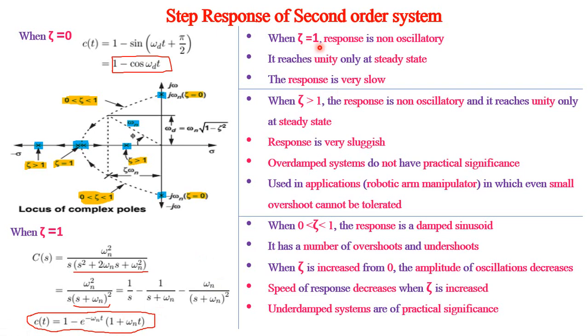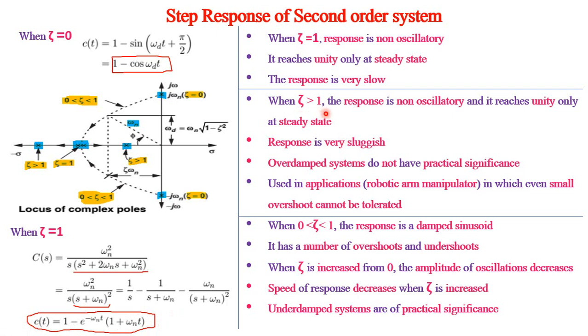When the damping ratio is 1, the response is non-oscillatory, but it reaches unity only at steady state. So when t equals infinity, this becomes 0. Therefore 0 multiplied by this is 0. So 1 minus 0 is 1. However, the response is very, very slow, as we have shown in the previous slide.